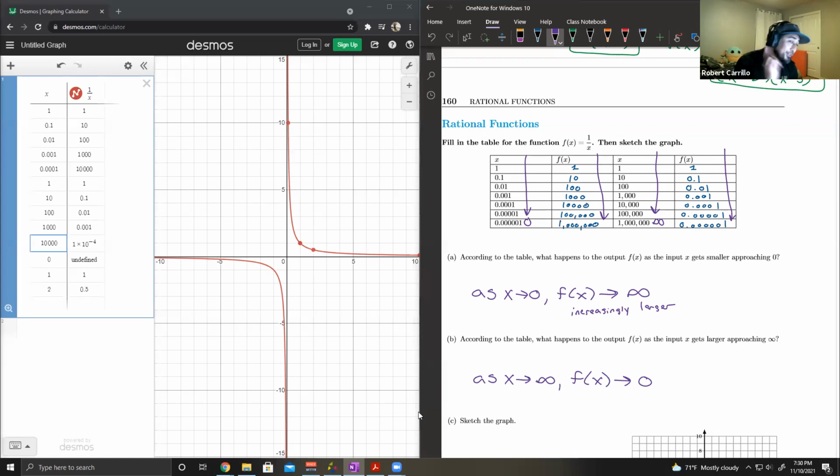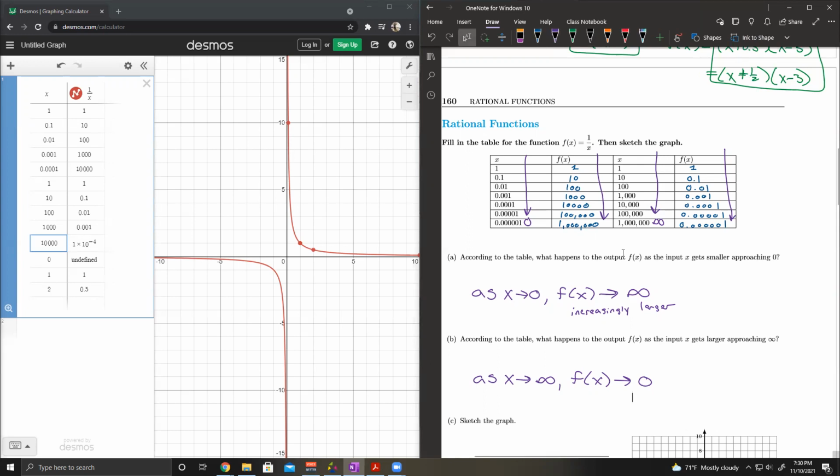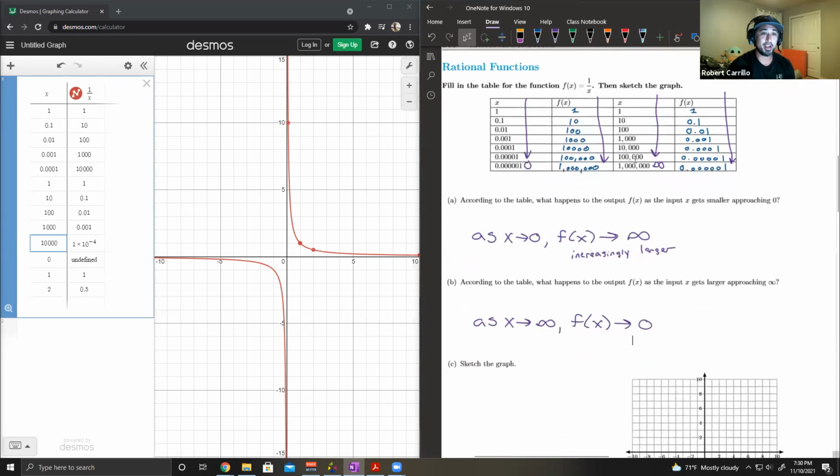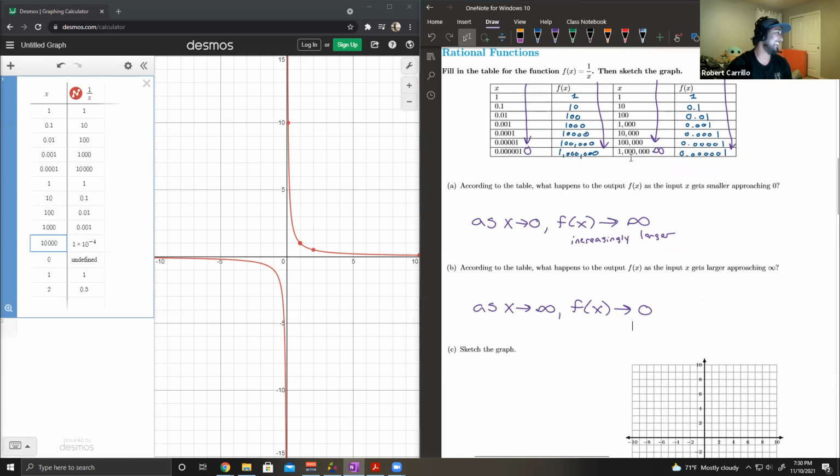But will it ever touch 0? What do you guys think? Nope, it's an asymptote. Oh, you know what an asymptote is. Cool. Yeah, it will never, ever touch 0. It'll get really, really close. You'll have like 0.00000000001, but it's still not touching 0.